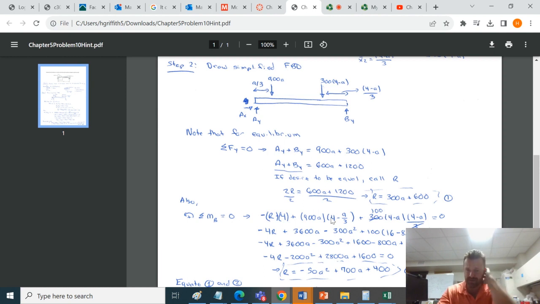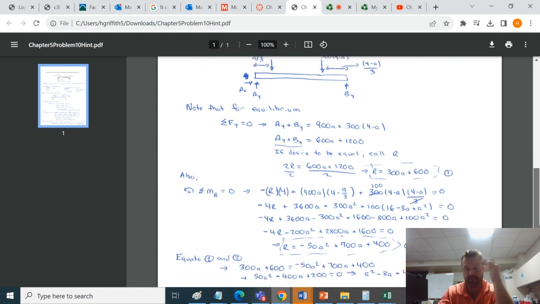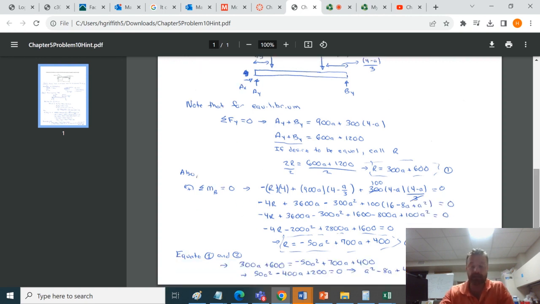Go through and do your distribution. 900A times 4 is 3600A. 900A times minus A over 3 is going to be minus 300A squared. 3 cancels into 900 300 times, and you got the A times A, which gives you your A squared. I know you all know how to do algebra, so I won't read this out for you, but basically take this all the way and get it into quadratic form with the R isolated.